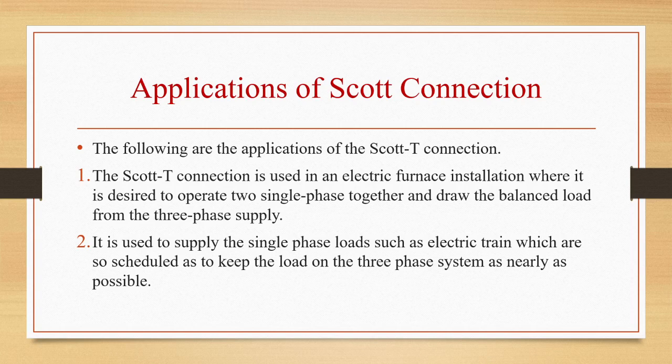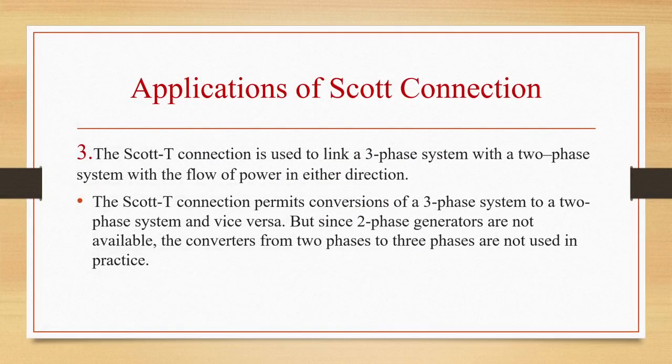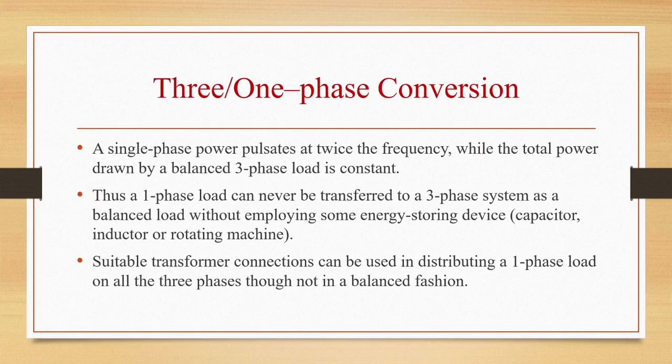Second application is that it is used to supply the single phase loads such as electric train, which are so scheduled as to keep the load on the three phase system as nearly balanced as possible. It is used in electric trains. Third one is Scott connection is used to link a three phase system with a two phase system with the flow of power in either direction. Scott-T connection permits conversion of a three phase system to a two phase system and vice versa. But since two phase generators are not available, converters from two phases to three phases are not used in practice.